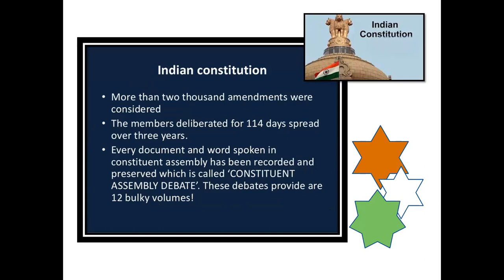And what is the special thing about our constitution? Up to now, more than 2000 amendments were considered. After completing the constitution, it was distributed all over India to check whether people were satisfied or not. It is not that all 299 members sat and finalized it. It was again given to all the states. The people discussed again. After the 2000 amendments were done, the members deliberated for 114 days spread over 3 years. Every document and word spoken during the discussion was recorded.